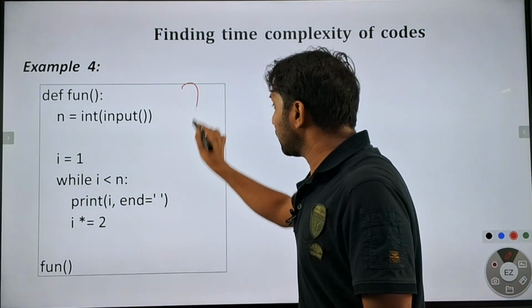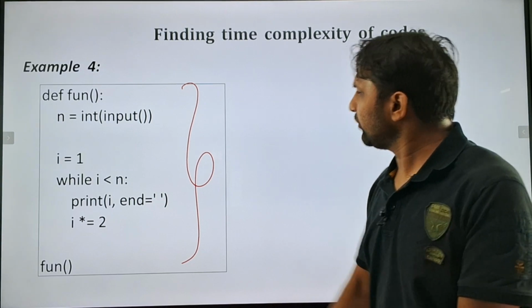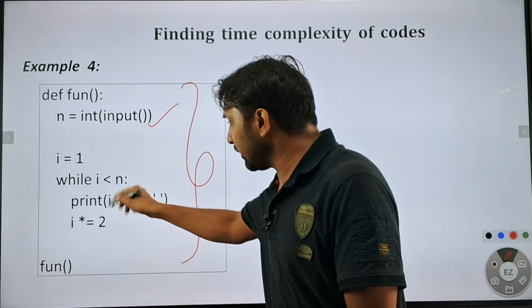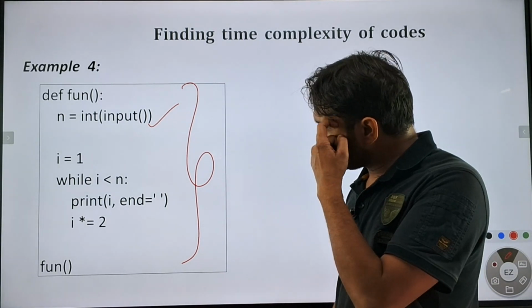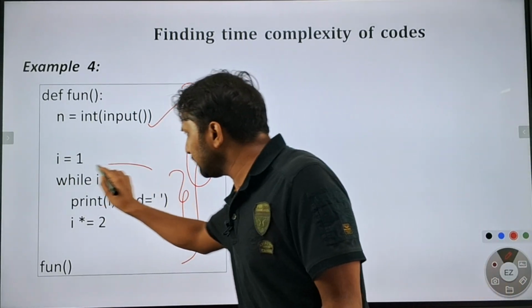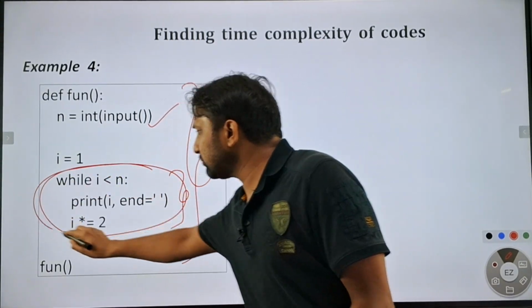So what is the time complexity of this code? We are taking some input from the user. There's a loop over here. How many times is this loop executing? That is the time complexity. How many times is this code executing?